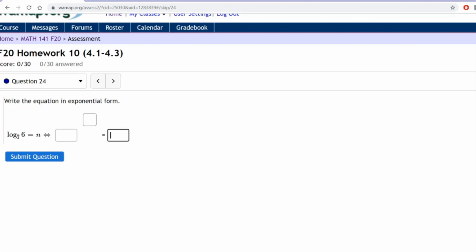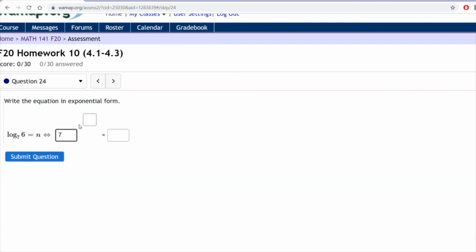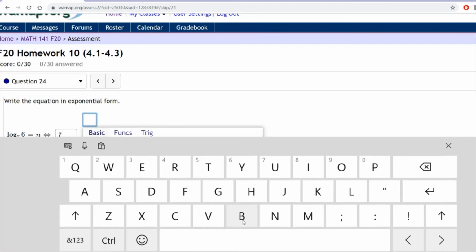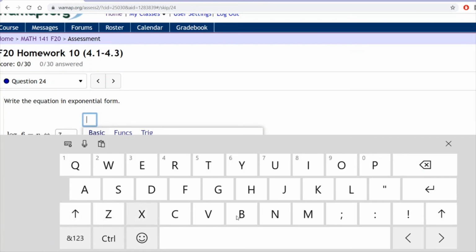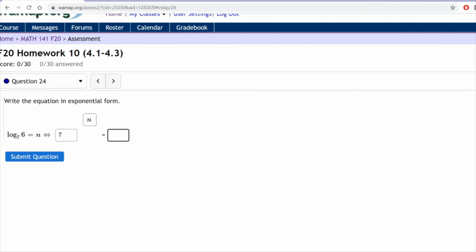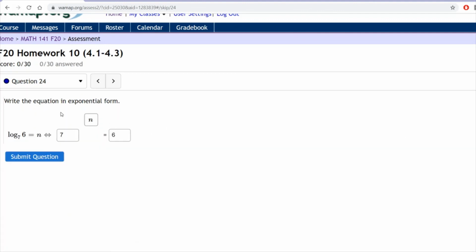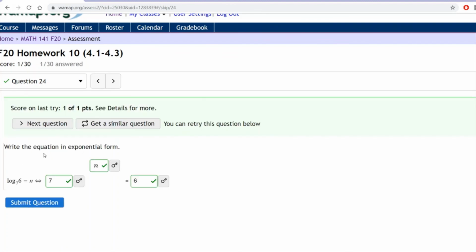So for this one, our base would be 7, right? So we would put a 7 into this first box. And then the answer to the logarithm is your exponent, right? And so we put n in this box, and actually I should make it lowercase. And then that leaves us with the number 6 to go in this box. So it's really just asking you to do the same thing we just did, but the only thing I want to point out is that I think these boxes might look a little confusing, but it's just meant to force you to put this number to this power is equal to this number. Cool, we got it right.